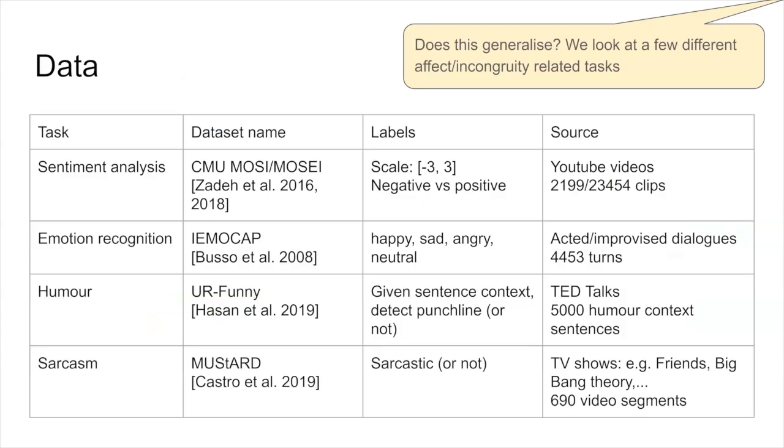But this is generalized, so we look at a bunch of different types of tasks in this kind of affective computing domain. So it's sentiment analysis, emotion recognition, humor, and sarcasm. So the humor one's quite interesting. It's given some context, detect whether the thing that's following it is a punchline or not. So it's taken from TED Talks. I think this requires some more investigation of this task, but it's interesting. And sarcasm is some annotations over, again, Friends and other sitcoms. The emotion ones, categorical emotions from some acted and improvised dialogues, and the sentiment analysis is over YouTube videos.